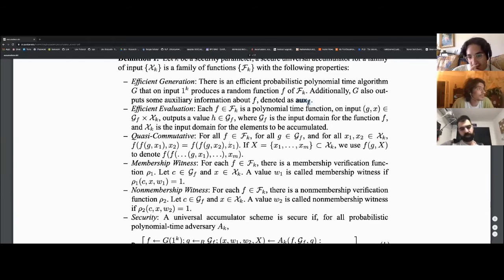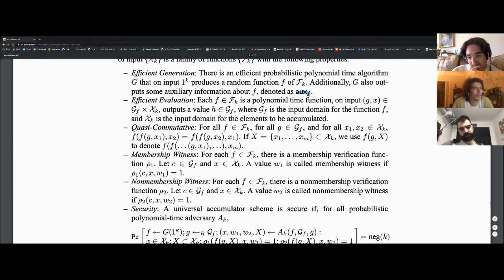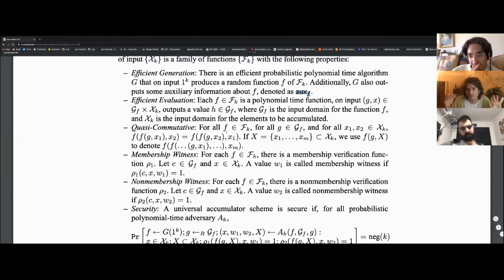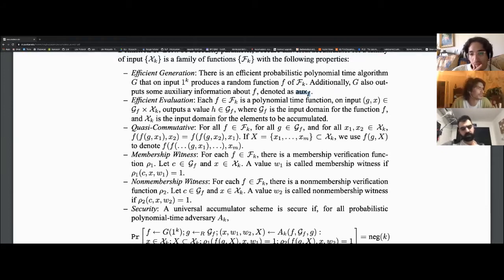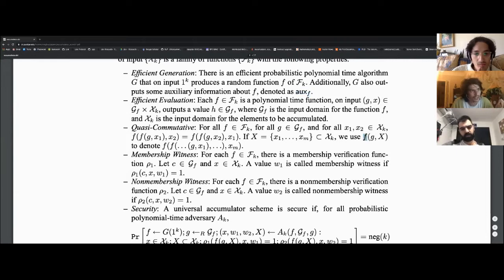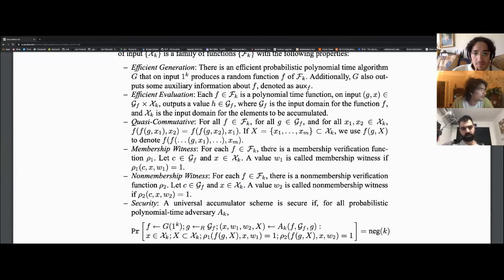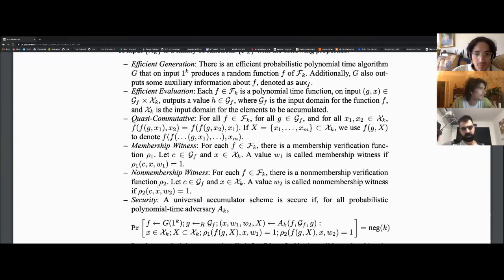Quasi-commutative is the property that I was mentioning. Given two elements x1 and x2 in the data set X_k, where k again is your bit length, for each of these accumulators, f here being the accumulator function, it holds that the result you get if you first accumulate x1 and then x2 is the same as what you get if you first accumulate x2 and then x1. Where g is just a parameter, and this g will be the basis of our exponentiation. And then, as we mentioned before, we have membership witnesses and non-membership witnesses.